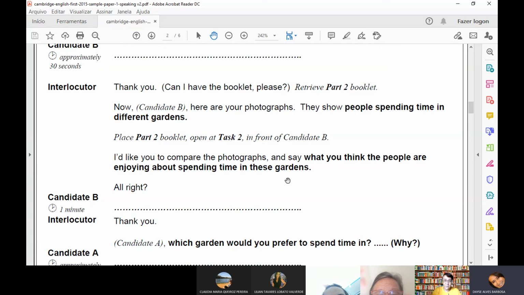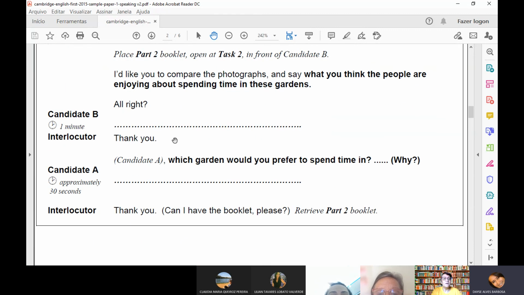these gardens. I'm reading very fast, but we have to read it at an appropriate pace, so that the candidate really understands. All right, so it's not so slow, but it's not that fast. Okay, it's a normal speed. Thank you. The same thing happens.